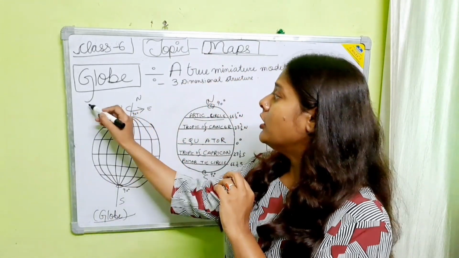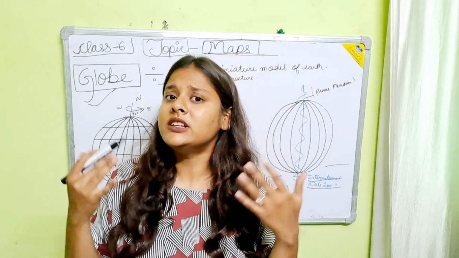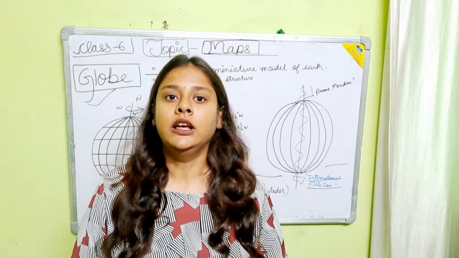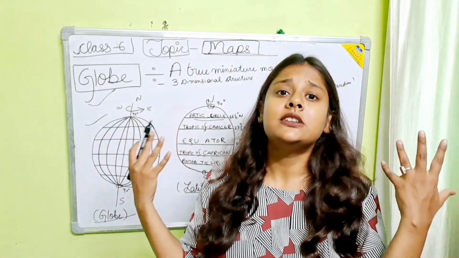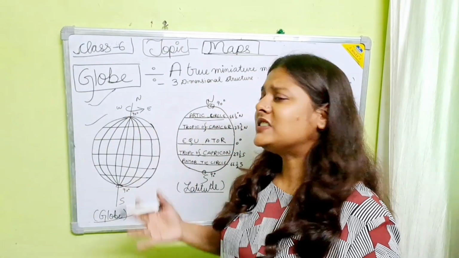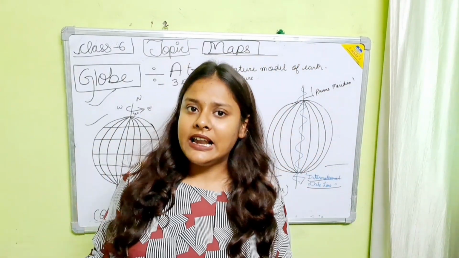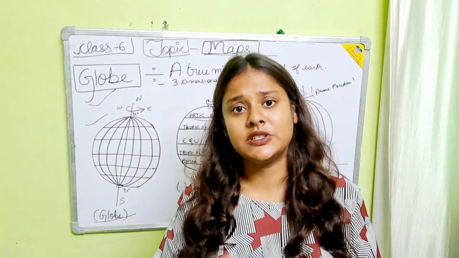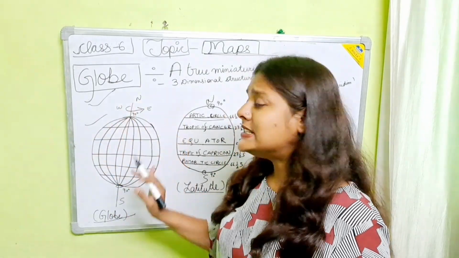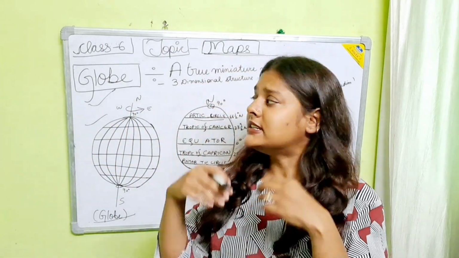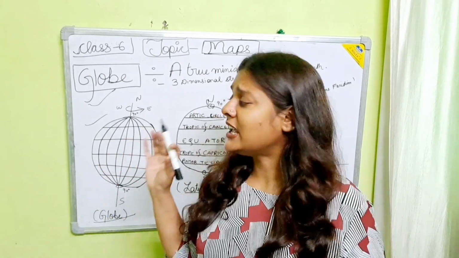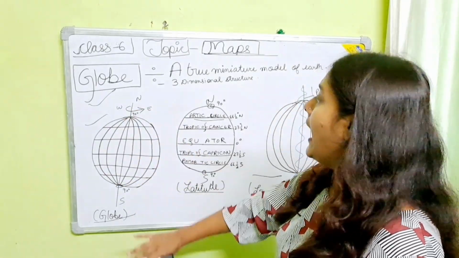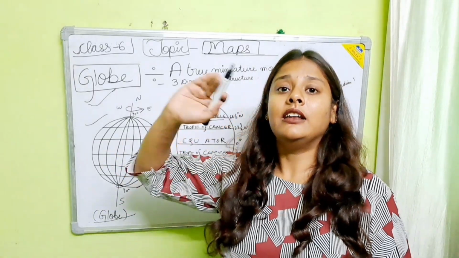And there is a term called globe, which we have studied. What is a globe? Globe is a true miniature model of Earth. It gives us a view of how Earth looks. You have seen a globe in your principal's office, in labs. It consists of the lines called latitudes and longitudes. On a globe you can see the world, continents, states, countries, everything. Now this is a globe, and a globe consists of two types of lines, that are latitudes and longitudes.